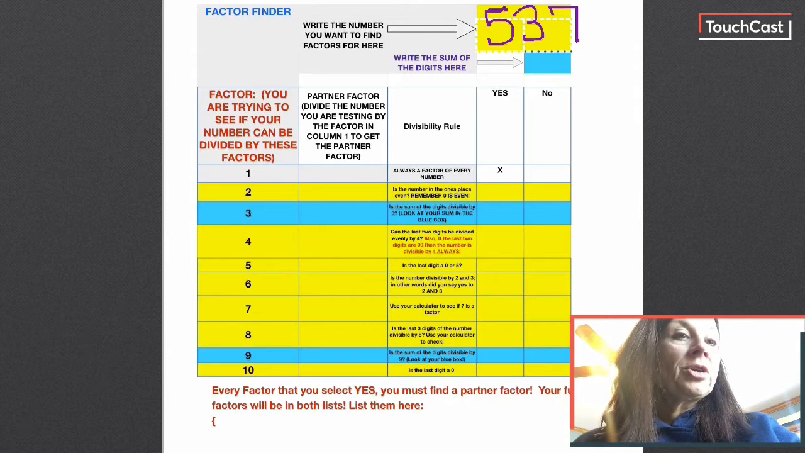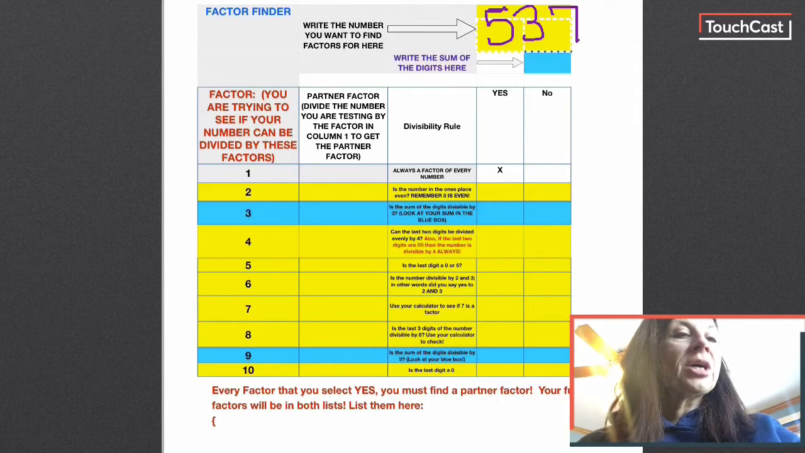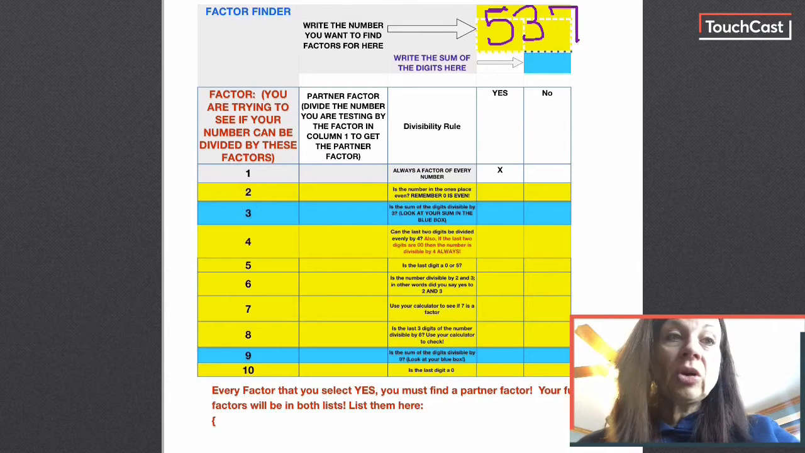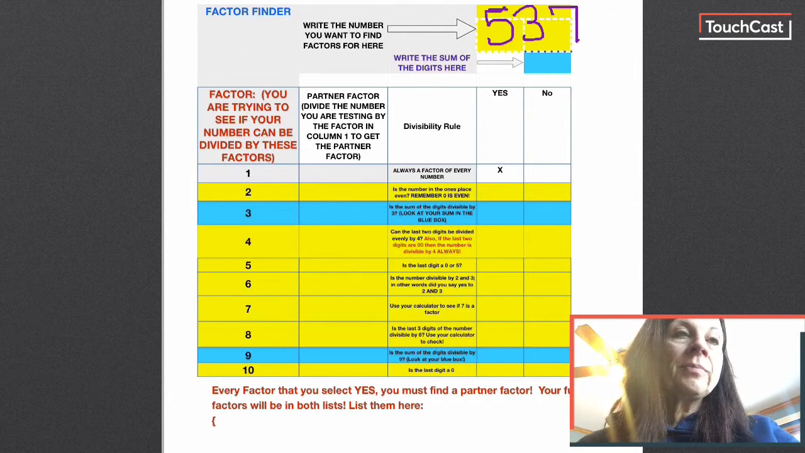Let's have you do this one yourself and then come back and check. So write the number 537 on your factor finder. Go down the list, answer the yes and no's, show all your work on the side like I have shown, and then come back and check.